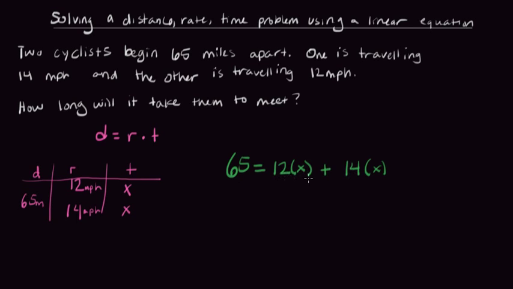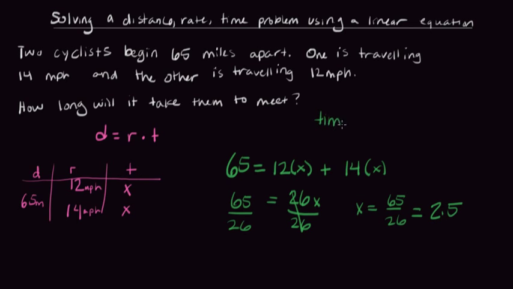So now these two, 12x and 14x, those are like terms, so we can combine them. So that should be 26x equals 65. And then to solve for x, we want to get x by itself, so we can divide both sides by 26. So here we get x equals 65 over 26, which is, I believe, 2.5. So x is the time, so time is 2.5 hours. And that is our final answer.